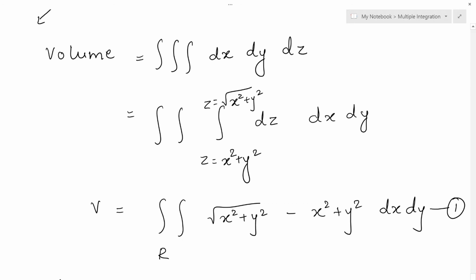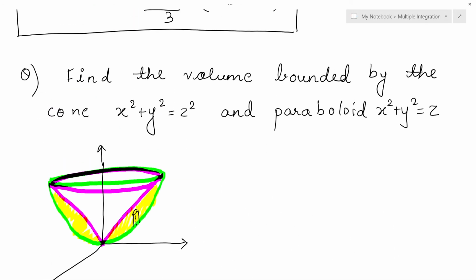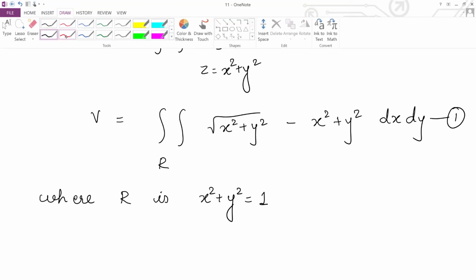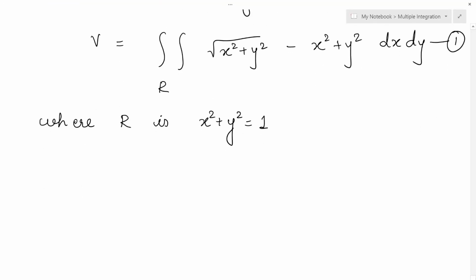Where R is, what will be R? Look at both the curves. The intersection of the curve, what will be the intersection of the curve? That is x square plus y square is equal to 1. Right? So if we substitute one curve into other, we get x square plus y square is equal to 1. Now this is a complete circle, you know. So after you convert this into double integration, now you have to convert into polar form as we have seen.